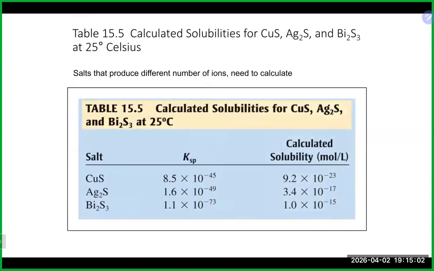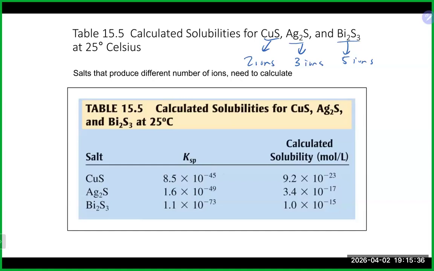Now, what happens if you're comparing something like these guys here, copper 2 sulfide, silver sulfide, and bismuth 3 sulfide? This guy breaks apart into two ions. When he breaks apart, this guy, you got three ions. And this guy here, you got a bunch of ions, maybe about five of them. And in this particular case, they do not break apart into the same number of ions, which means in this case, you actually cannot directly use the KSP values to figure out which one's going to be more soluble.